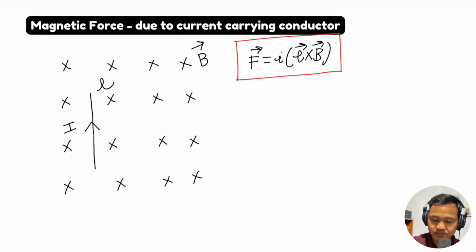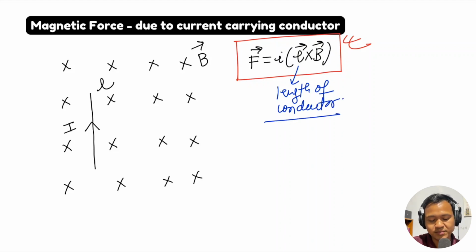I will not derive it here, since for competitive exam preparation you mainly need the formula. Here L is the length of the conductor. In this case, the length of the wire is L, and the formula uses the length of the wire. Now, for the force direction, again you have L cross B. The first vector is L, the second vector is B.